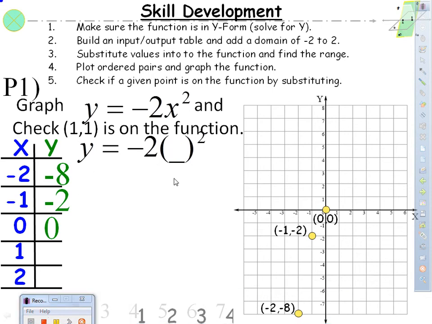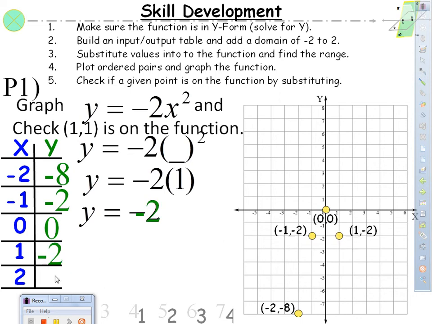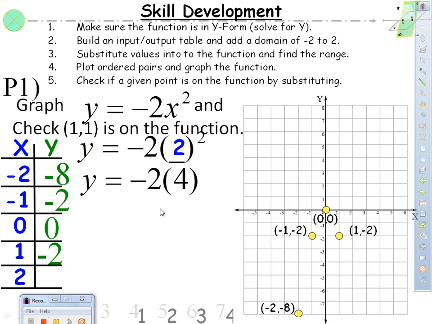What is 1 squared? 1. And what is 1 times negative 2? Negative 2. It goes in there. Plot that. There it is. And the next one. 2. What is 2 squared? 4 times negative 2. Negative 8. That goes there. And there's my point right here.